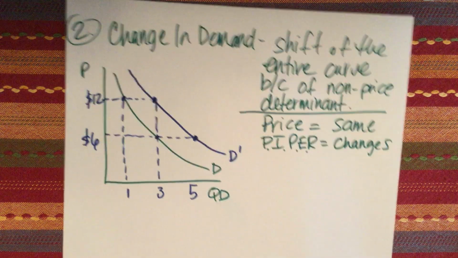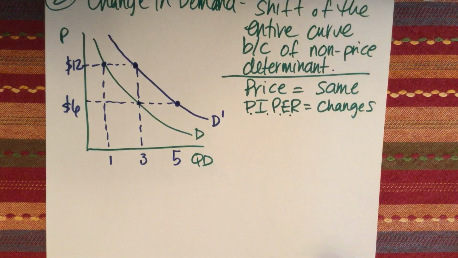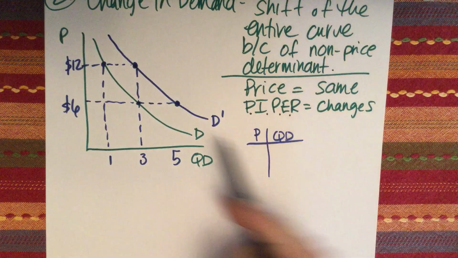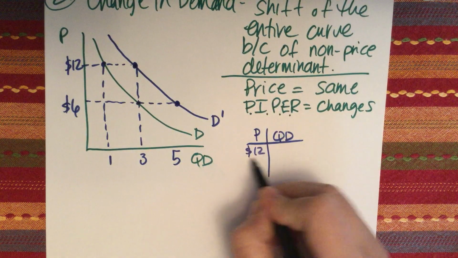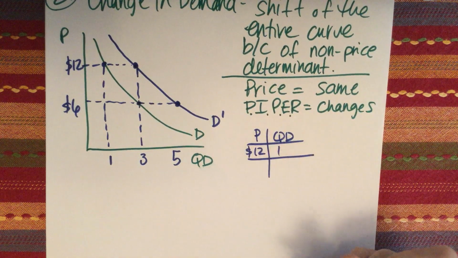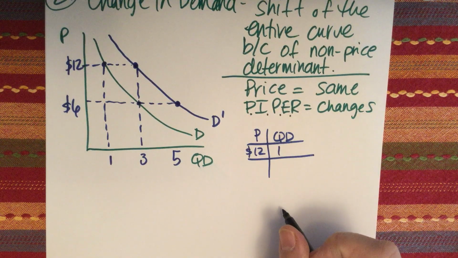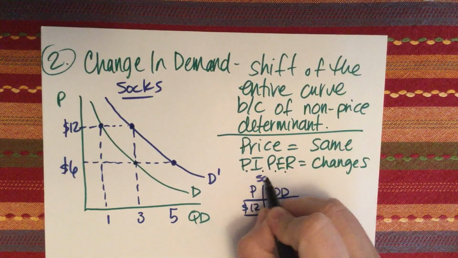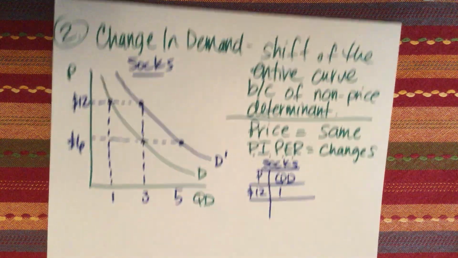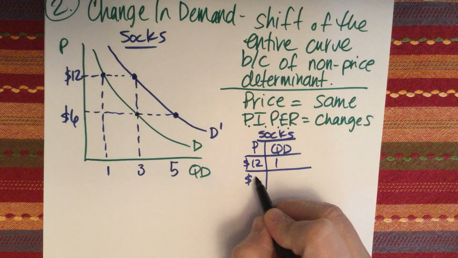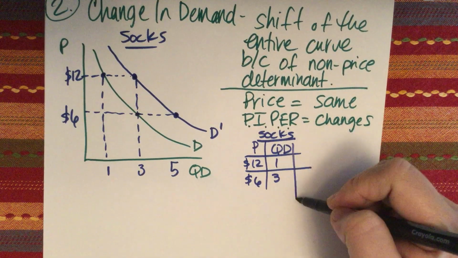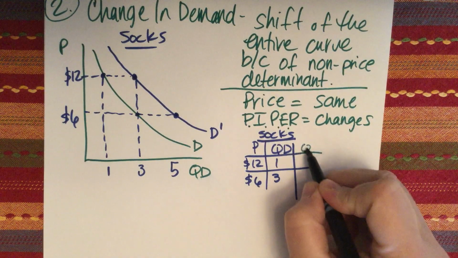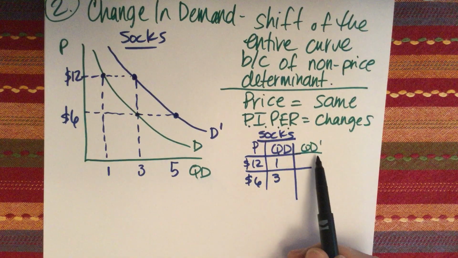If you want more explanation on this, I can show you in regards to the schedule. Let's say, for example, that we have our first initial curve at $12. The quantity that I demand is 1 pair of socks. Oh, sorry, I forgot to label this for socks. Label everything, get into the habit of it. And so then at $6, I'm buying 3 pairs of socks. Well, then my income goes up, and now I'm balling, and so then I can buy more. And so this is my new curve.